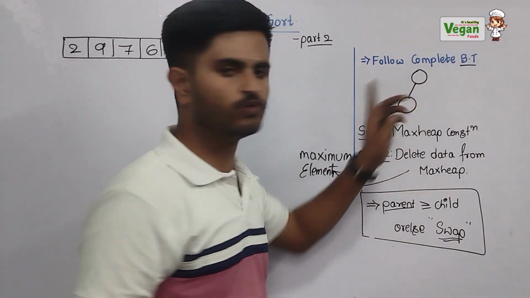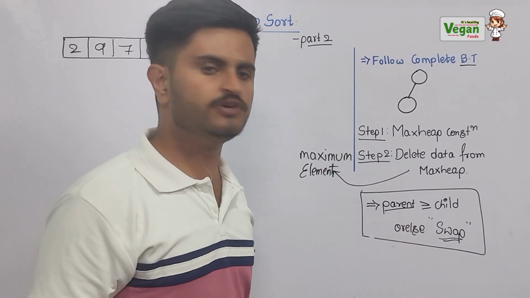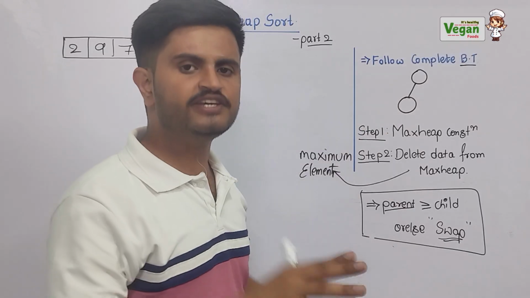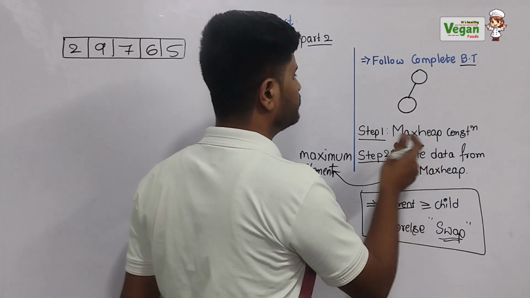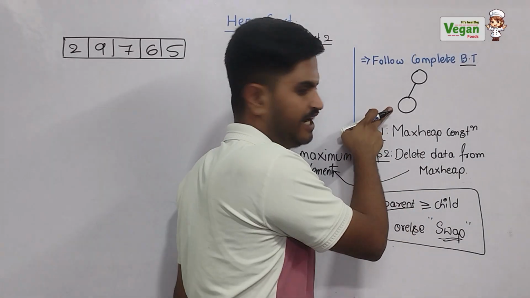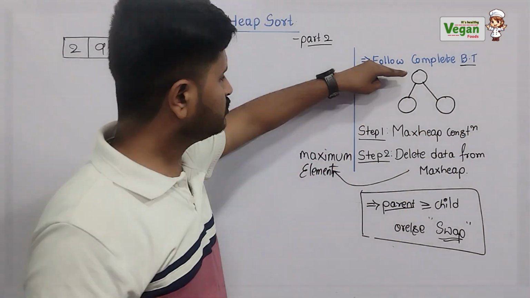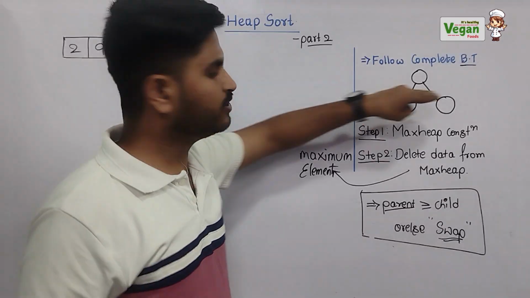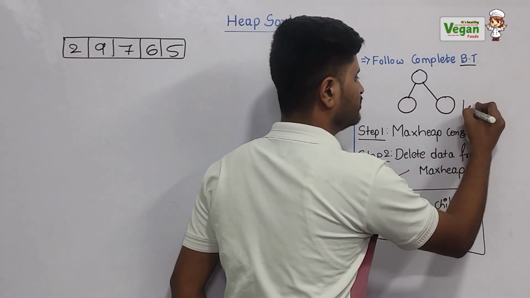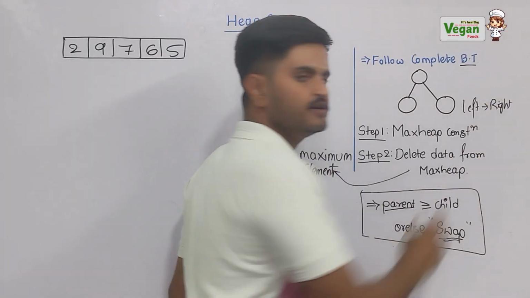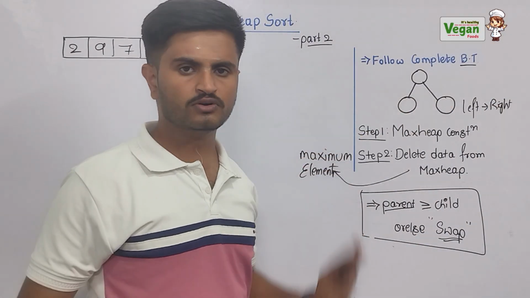So if it is having only one child node, we will be writing the child as left as possible. If it is having two children, we will be writing the first left child, then we will be writing the right child. So what you must do is level by level, left to right. You must write from left towards the right. That is, you must fill the child from left side to right side.